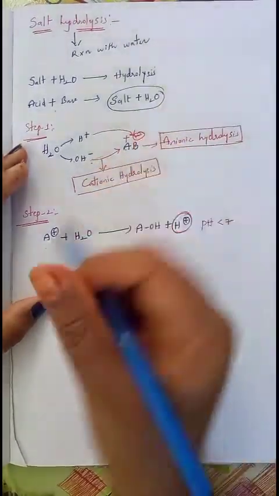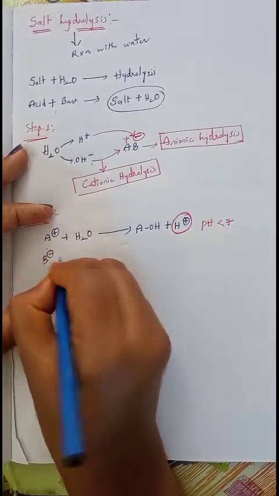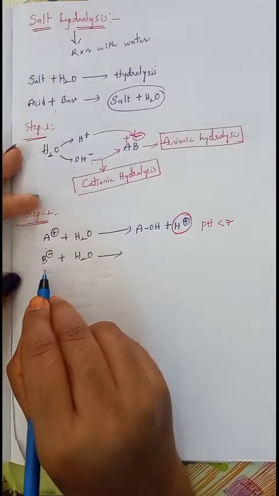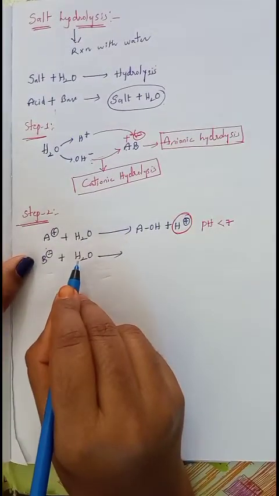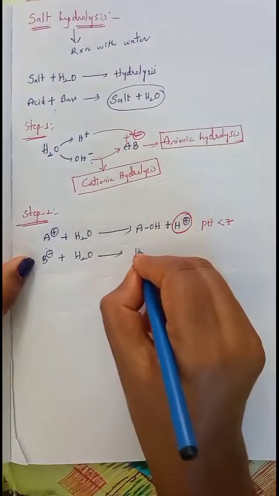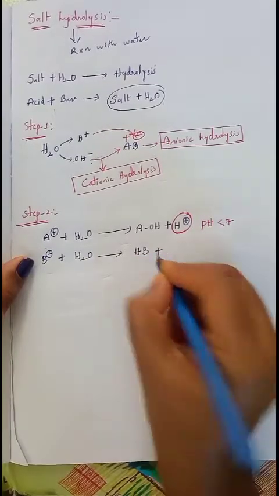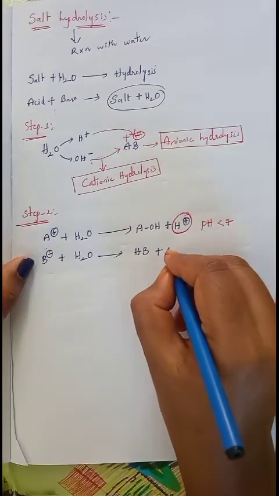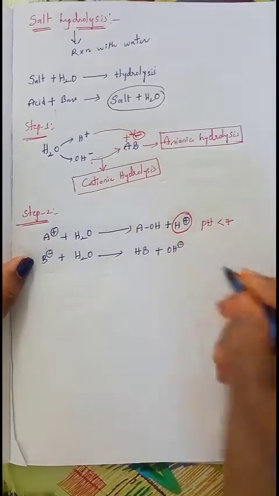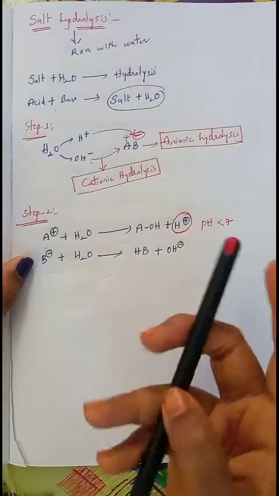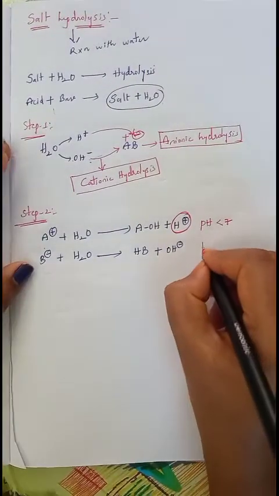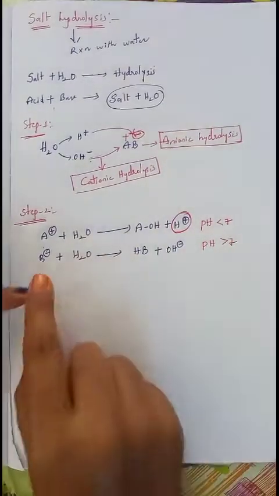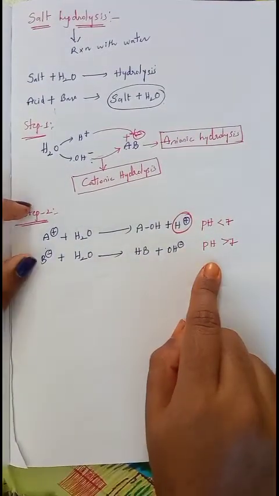When B minus, the anion of the salt, undergoes reaction with water, due to its negative charge it will abstract a proton from H2O and convert into HB or BH. If it grabs the H plus ion, what is the other ion left over in the water? OH minus. Whenever the OH minus ion concentration increases, automatically the pH of the solution becomes greater than 7. For this reaction, pH becomes greater than 7.